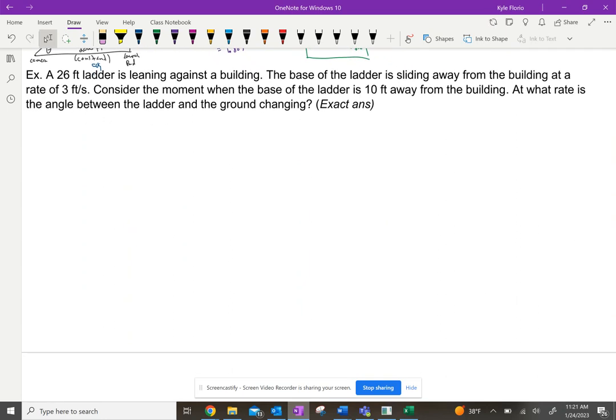And then last example: a 26-foot ladder is leaning against a building. The base of the ladder is sliding away from the building at a rate of 3 feet per second. Consider the moment when the base of the ladder is 10 feet away from the building. At what rate is the angle between the ladder and the ground changing? So let's start with the diagram here. We've got our house, we've got the ground, we've got a ladder up against it.